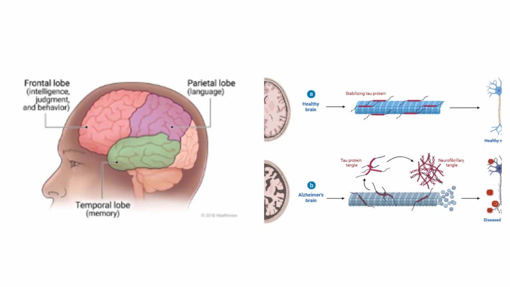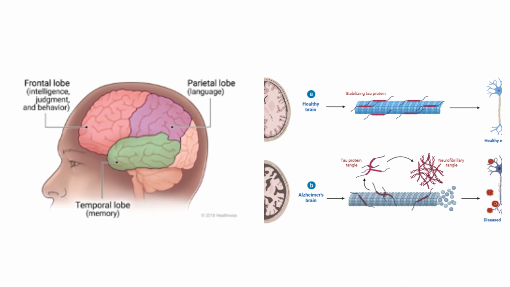And tau tangles are similar. They are like a conglomeration of numerous tau proteins that twist inside brain cells and block communication and transport systems. Together, these changes cause inflammation and eventually kill brain cells.